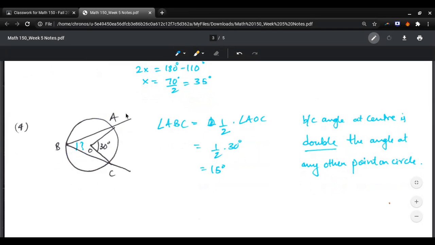Angle 4 is with the circle in problem 4. If this is 30, what is this unknown angle? Now the angle at the center is double the angle at any point. So the angle at any other point is half the angle at the center. So that gives me 15 degrees.